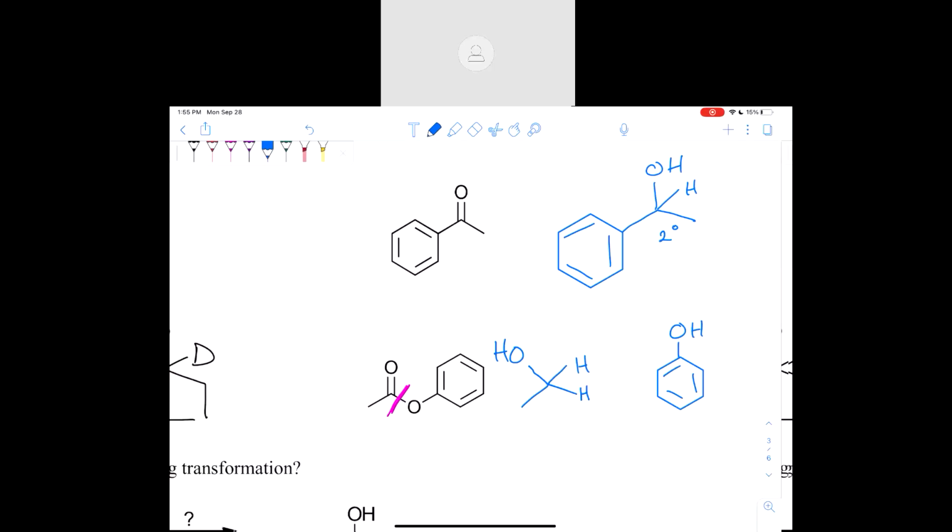Does anyone remember what the name for this is? Phenol. Phenol, yes. I'm so proud of you guys. You're doing amazing. And so is this a primary, secondary, or a tertiary alcohol? Primary.